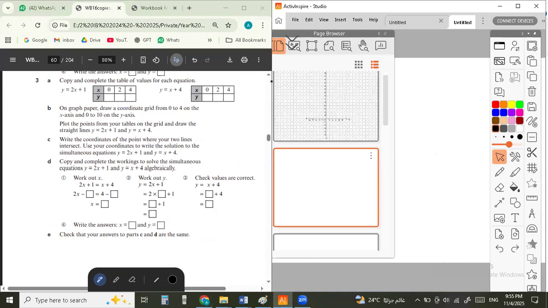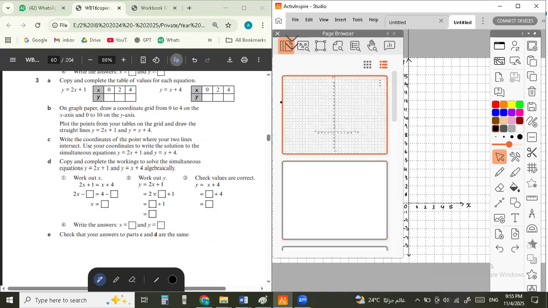They are requesting from you to copy and complete the table of values for each equation. y equals 2x plus 1 and y equals x plus 4. They want you to complete the table of values, which means when x is 0, what is y going to be? Well, y is going to be 2 times 0, which is 0, plus 1 is 1. And when x is 2, 2 times 2 is 4, plus 1 is 5. 2 times 4 is 8, plus 1 is 9.